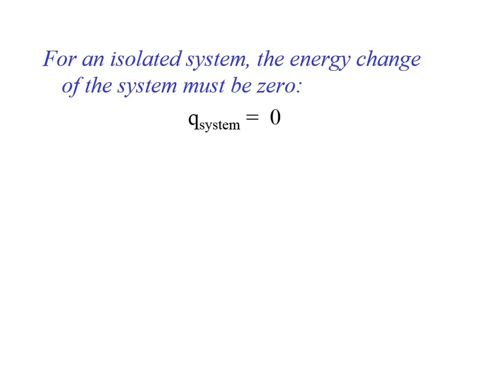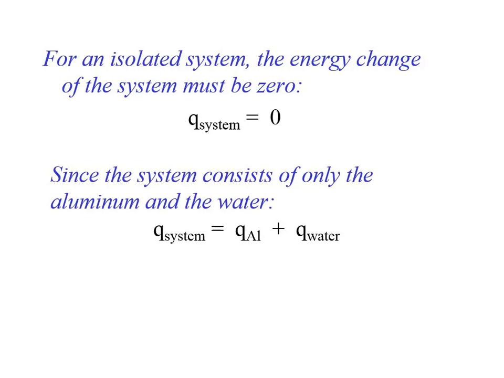Okay, so our system is our beaker, and our beaker contains the water, which is heating up, and the aluminum, which is cooling down. We said that it's isolated, so the change in thermal energy of our system is 0. But within our system, we have two objects, aluminum and water, and they are changing thermal energy.